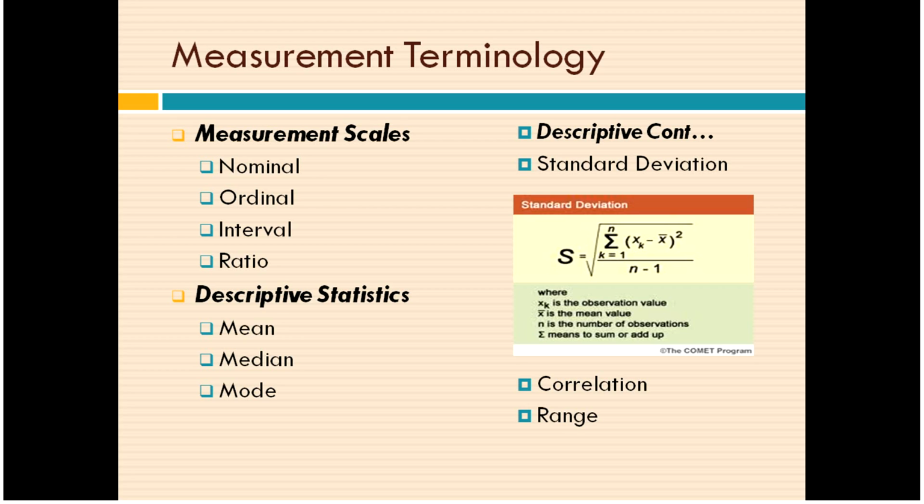Descriptive statistics are used to universally describe all of the scales and have common reporting elements. The most common descriptors are mean, median, and mode. The mean is the average of all the scores. The median is the middle score from the set, and the mode is the most common value of the set.